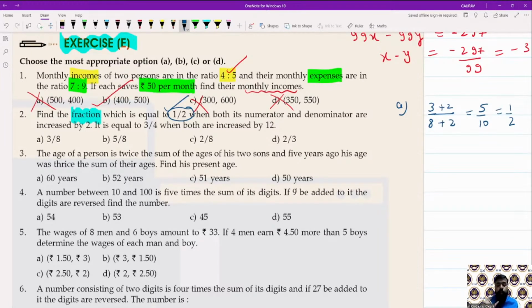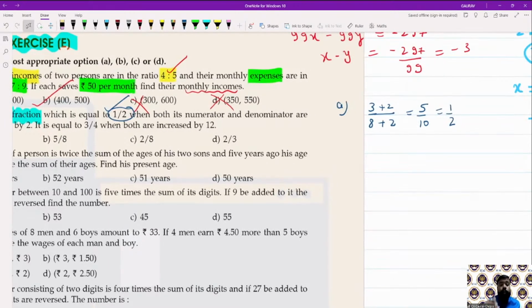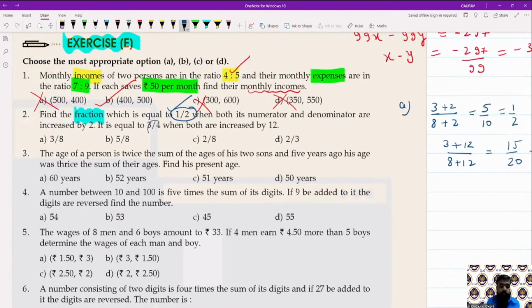हाफ वाली कंडीशन फुलफिल हो चुकी है. अब हमें क्या करना है, नेक्स्ट कंडीशन को चेक करना है. It is equal to 3 by 4 when both are increased by 12. अगर हम दोनों को 12 से इंक्रीज कर दें तो नंबर क्या बन जाएगा, 3 by 4. So let us check. 3 plus 12 upon 8 plus 12. So 15 upon 20. After cancellation, 3 by 4. Yes, the second condition is also satisfied. Therefore, option number A is correct.